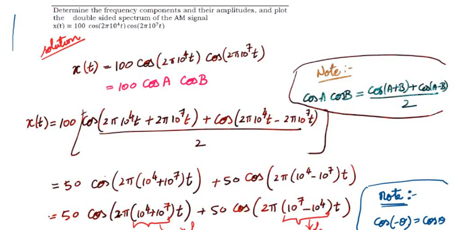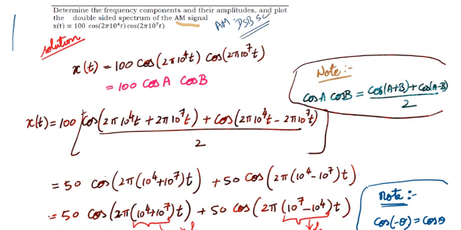In this video, we are going to discuss how to draw the spectrum and find the frequency component and the amplitude of an amplitude modulated signal. The signal we are taking is an amplitude modulated double sideband suppressed carrier signal.